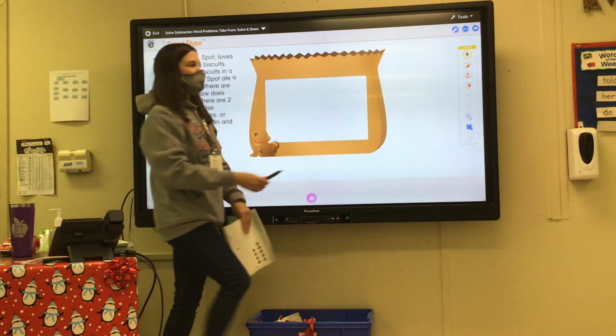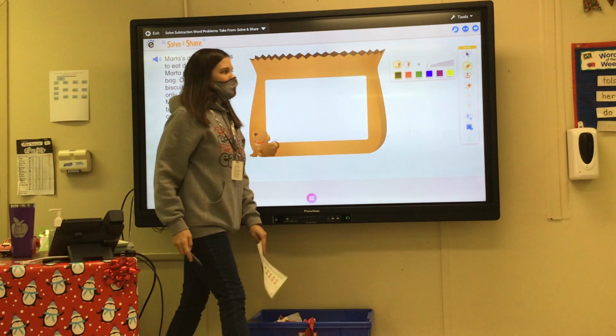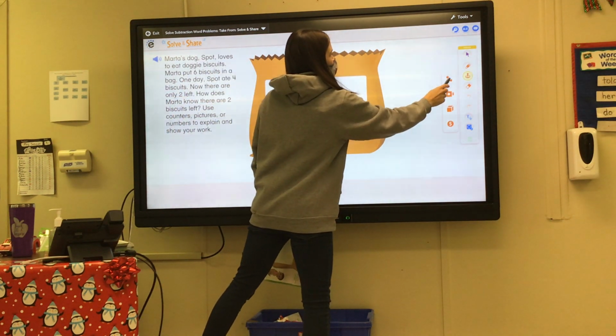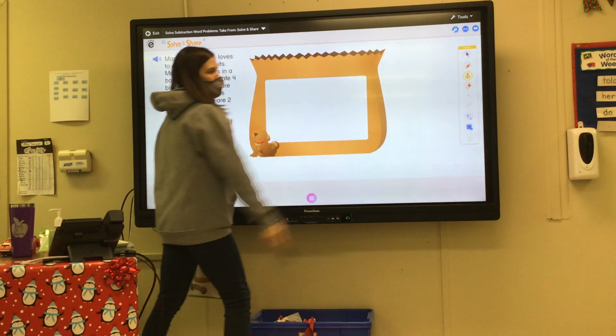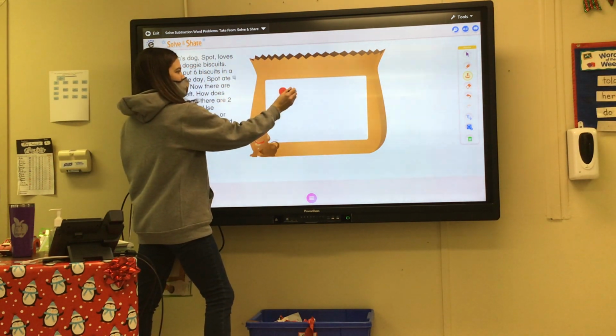Okay, so how many did she have first? I just did it on my finger. How many? She had 6, right? So we can use counters. So you can draw 6 counters.